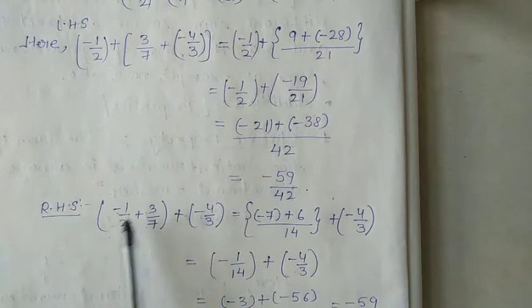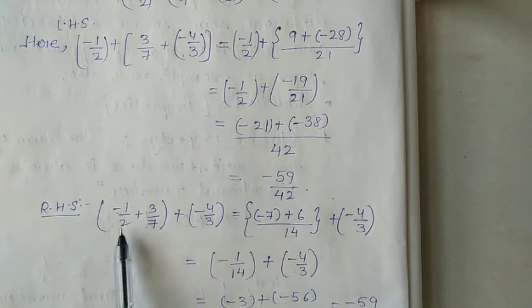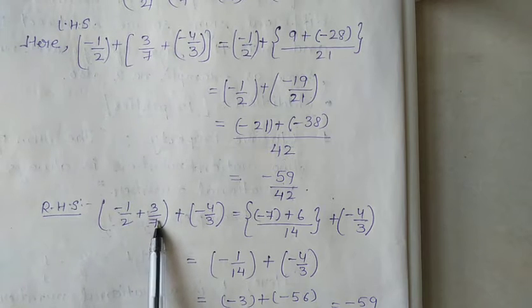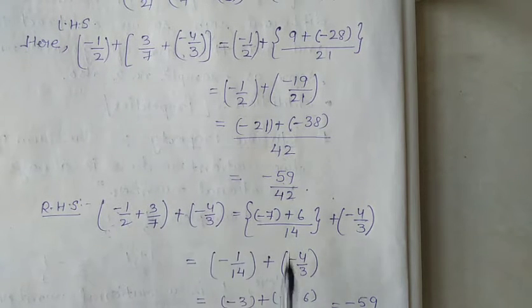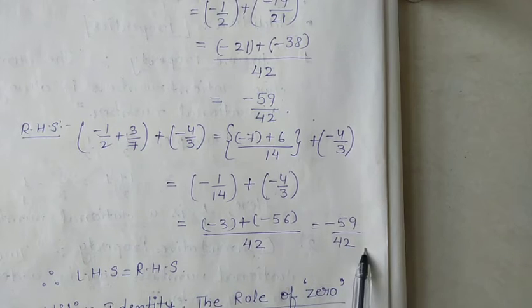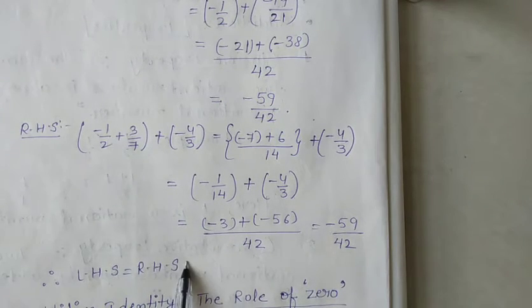In the same way we solve the RHS also. First we add these two numbers by taking their LCM, and then we add the other two numbers, LCM of 2 and 7 is 14, and then we calculate. So we get the same answer, that is minus 59 by 42. So LHS is equal to RHS.